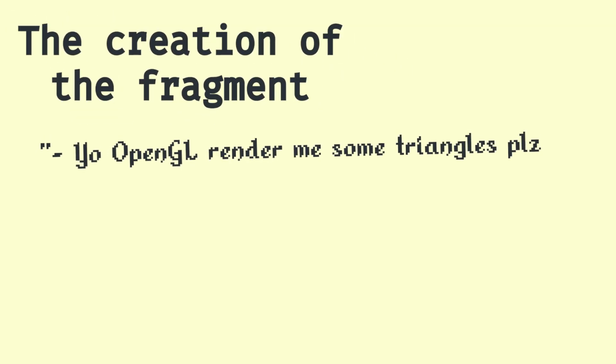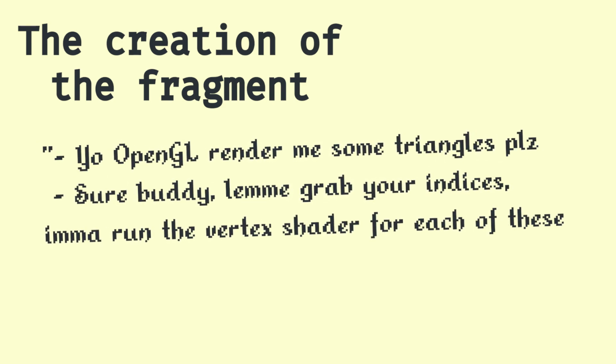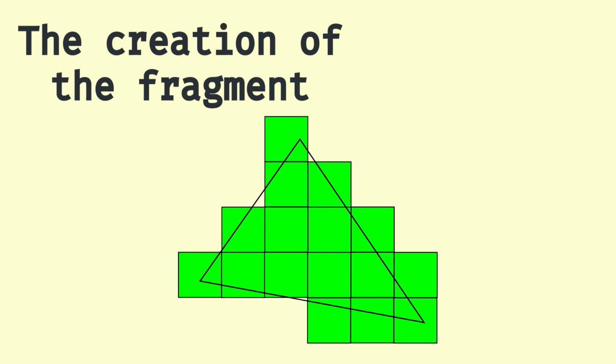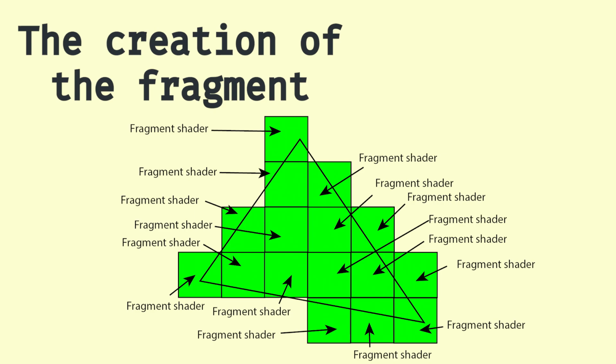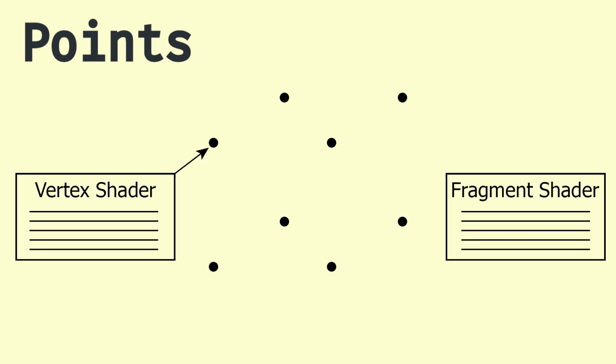When we tell OpenGL to render triangles, it will read the indices, run the vertex shader, and every 3 points the graphic card will rasterize a triangle, which means it will fill the shape with pixels and run the fragment shader for each of these pixels. And actually, glDrawElements can have a lot of primitive types, like line or point. For points, for example, the vertex shader runs for each vertex of the model, and then only one fragment shader call is done to calculate the color of the pixel where the point is.